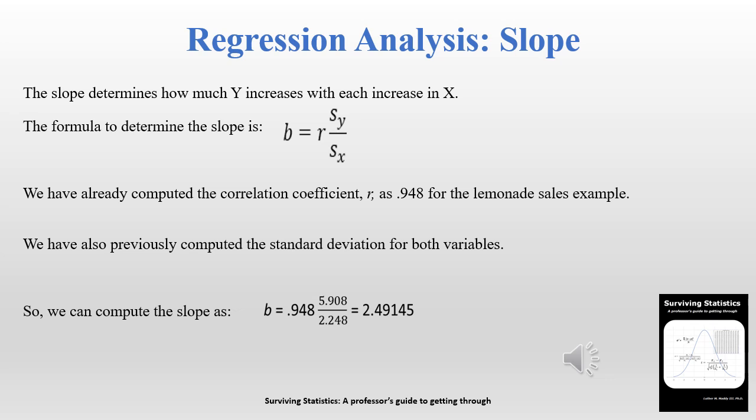In order to solve for B, we have to have the correlation coefficient, which we already do. We also have to have the standard deviations for X and Y, which we already do. So to compute B, we take the correlation coefficient of 0.948 and multiply that by the standard deviation of Y, 5.908, divided by the standard deviation of X, 2.248, and we end up with a slope of 2.49145.